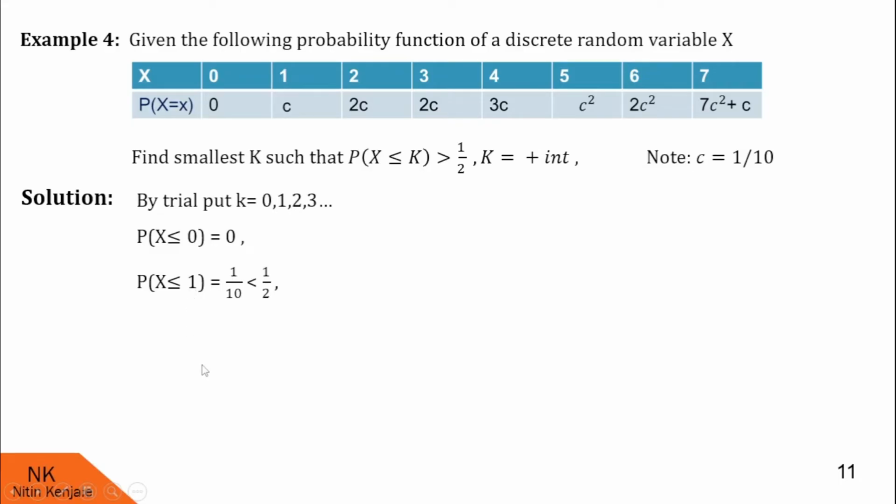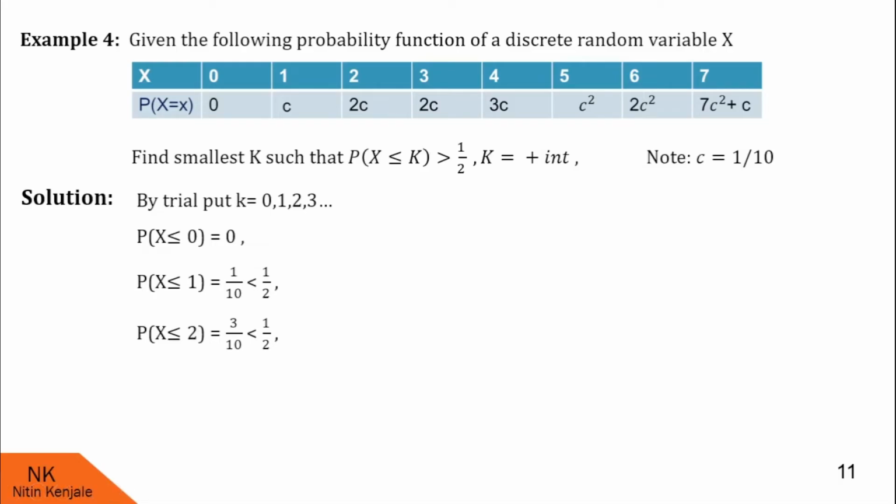Now let's put k equal to 2 and check what is P of x less than or equal to 2. For that, check what are the values of x that are less than or equal to 2. They are 0, 1 and 2. So add their probabilities. So add 0, c and 2c. So it is 3c. 3c is 3 into 1 by 10, that is 3 by 10. But 3 by 10 is still less than half. It is not greater than half. So k cannot be equal to 2.